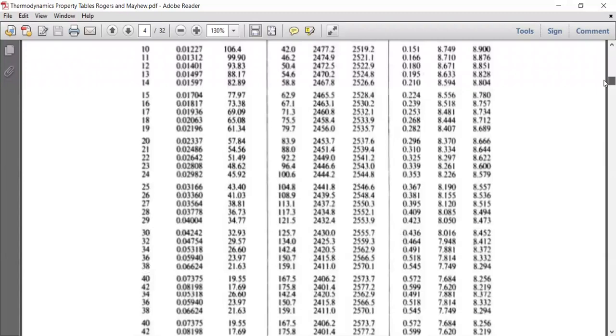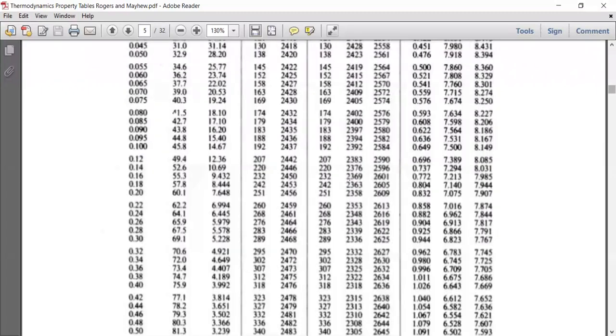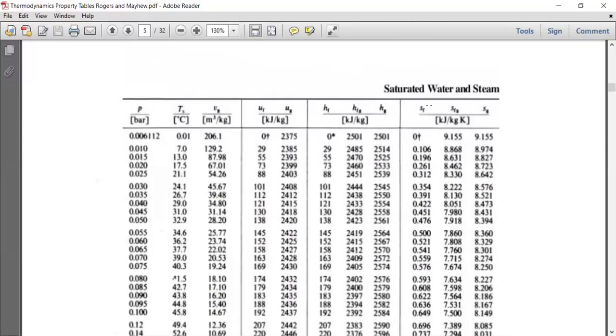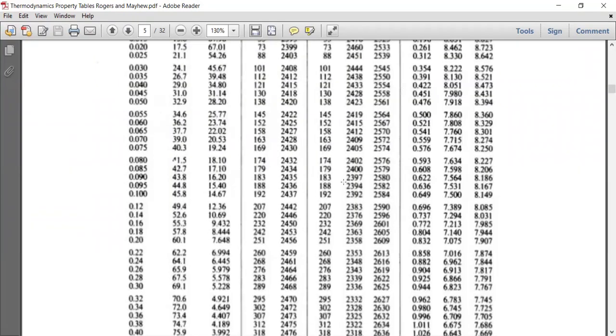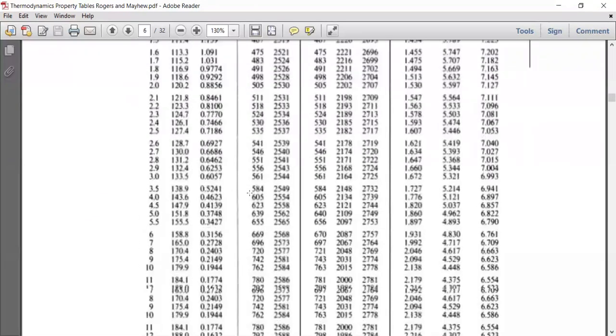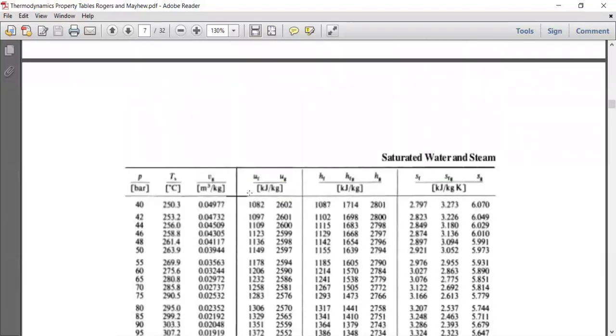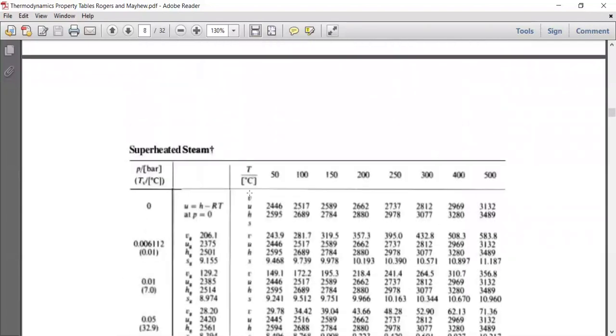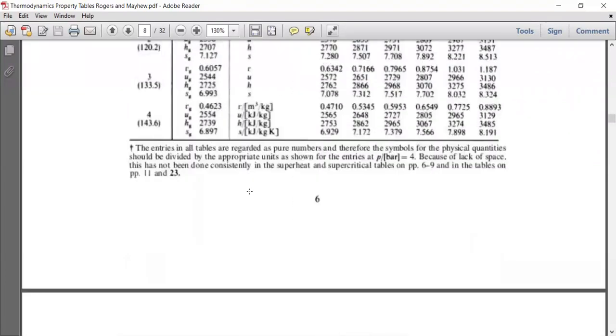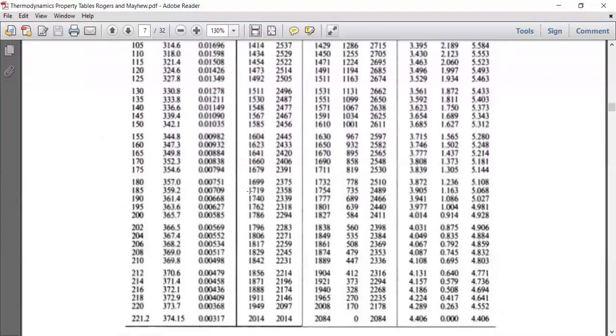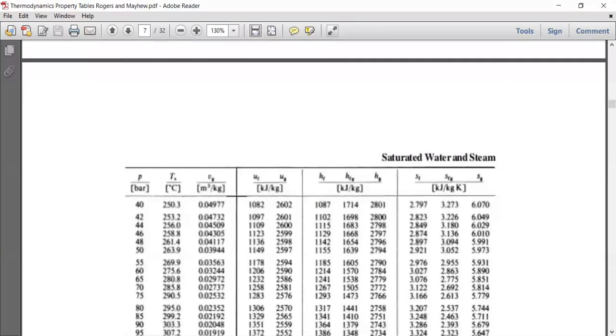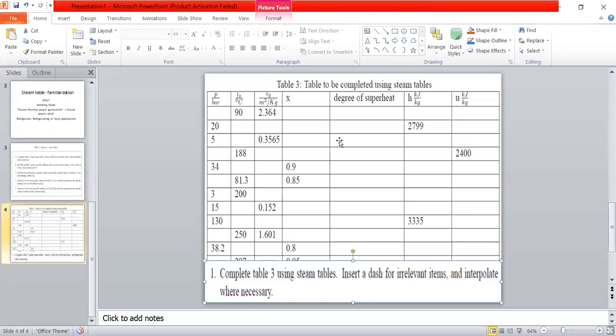So wherever it's relevant, you have to look into the tables. Okay, got it. So you have to refer to this and you have to answer, means you have to fill table 3. That is question number 1 of the tutorial. Look into table 3.